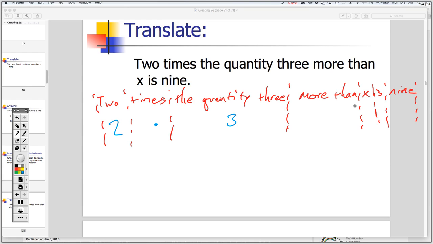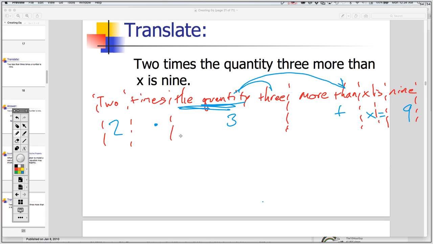Equals 9. So we have 2 times the quantity 3 more than x is 9. But here's the thing about the quantity: that one is actually adding the 3 and the x. That's where it gets difficult, and that's why we front loaded the information of the distributive property, because we actually want to use parentheses between the 3 and the x because of that word quantity.